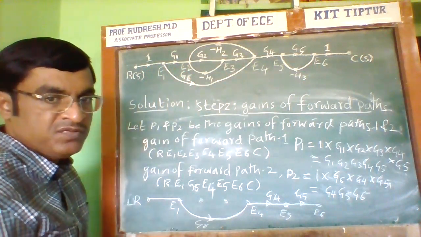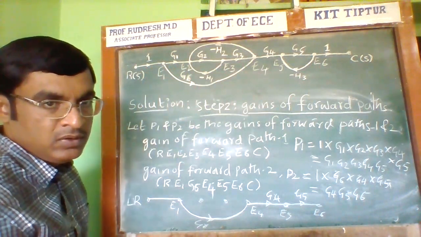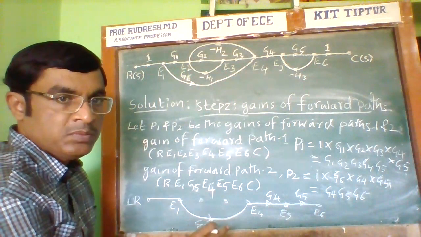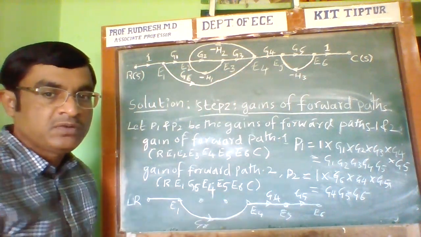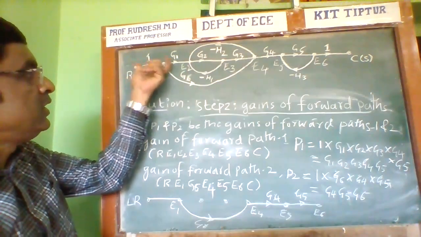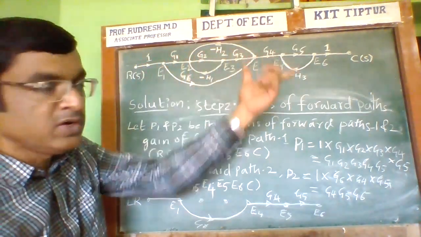Okay, first identify the forward paths, that gives the k value. Here k is equal to 2. There are 2 forward paths. We need to calculate those forward path gains. What are forward path gains? It is the multiplication or product of the branch transmittances.